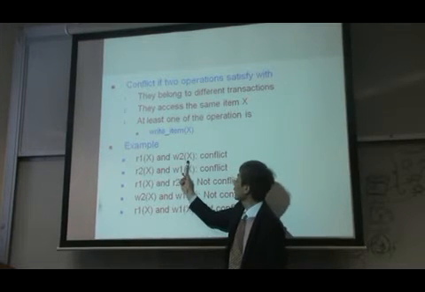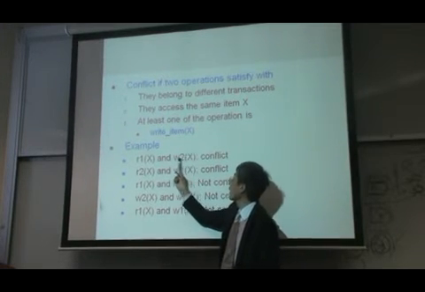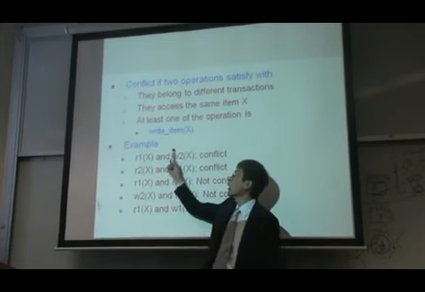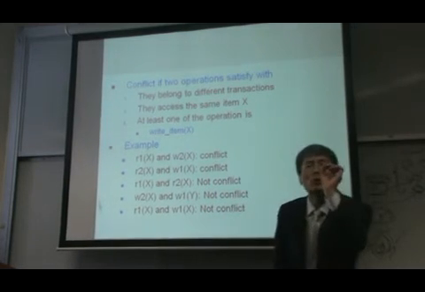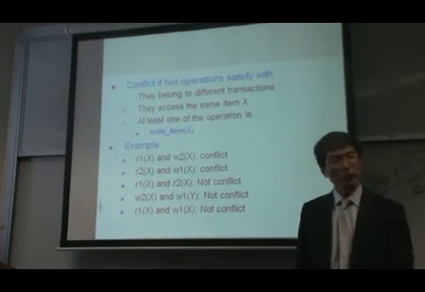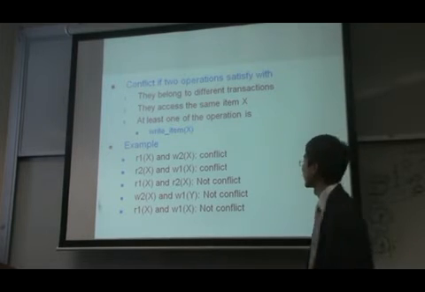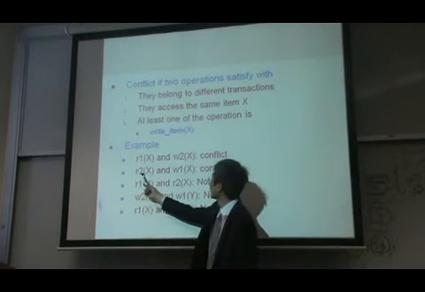Two transactions and the same data, and there exists one writing, so it's a conflict. That may cause the concurrency problem, so we need to address such a problem. Maybe. What about this one?